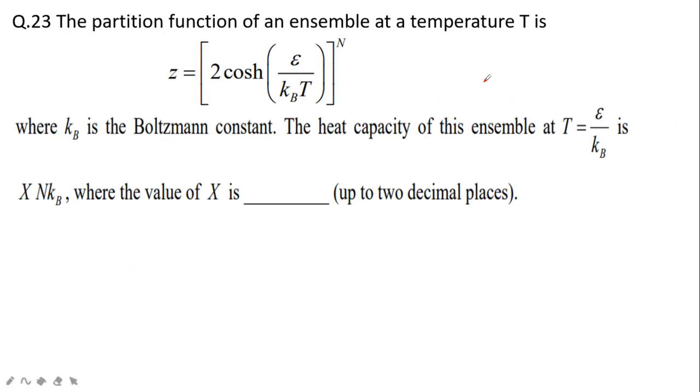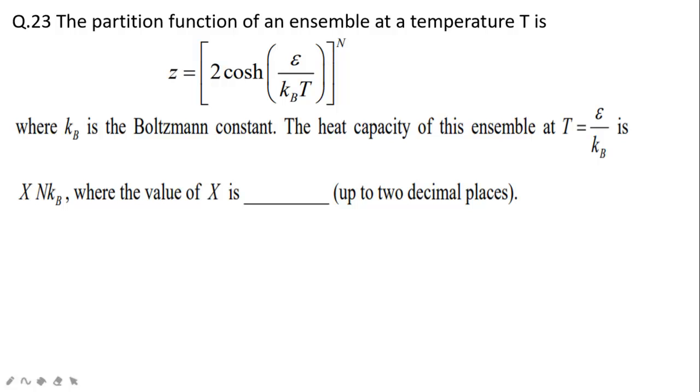Moving ahead, question number 23. The partition function of an ensemble at a temperature T is given. Z equals to 2 cosh(epsilon upon kBT) raised to the power n, where kB is the Boltzmann constant. The heat capacity of this ensemble at temperature T equals to epsilon over kB is x n kB, and we want to derive the value of x.